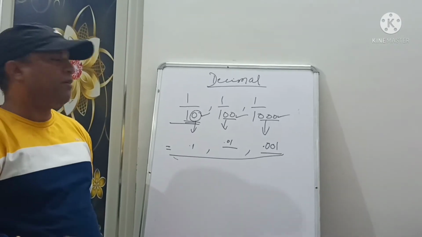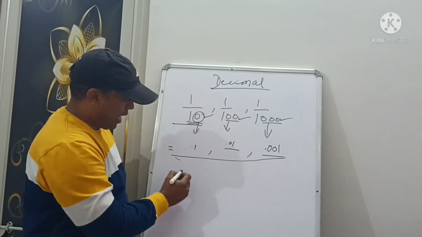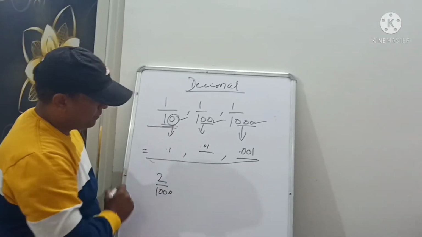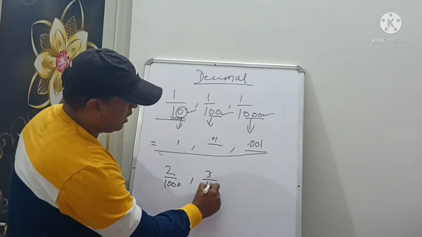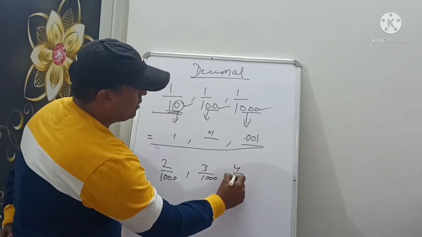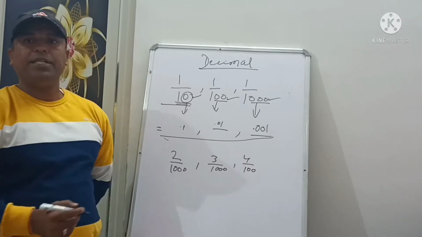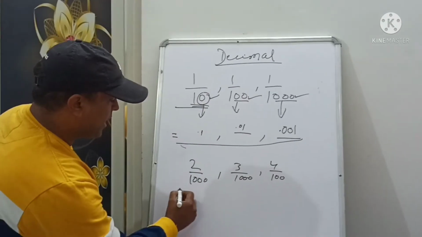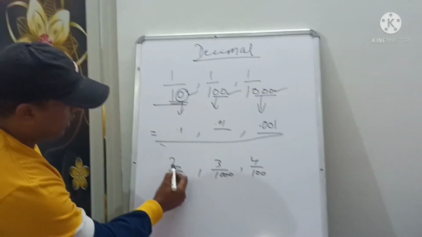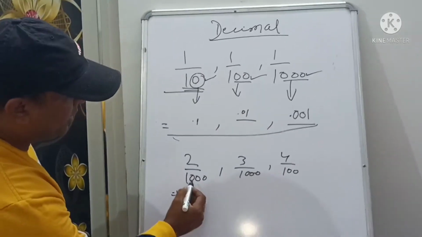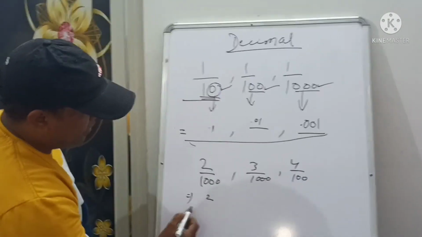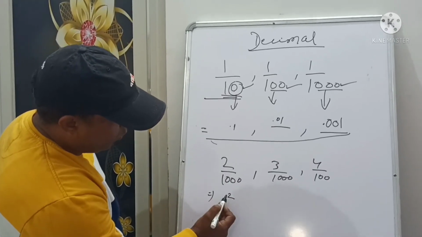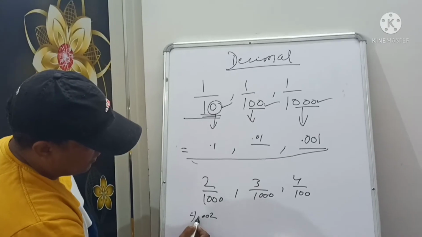Now if I take some more examples excluding 1, I am writing beta 2 by 1000, 3 by 1000, 4 by 100. You can convert in the same manner. Only the numerator is changed. How can you write it beta? 1, 2, 3. 1 is already here, but before 2 you can write 2 zeros. 2 is there, and because there are 3 zeros, you make 3 places. 1, 2, 3. Then decimal.